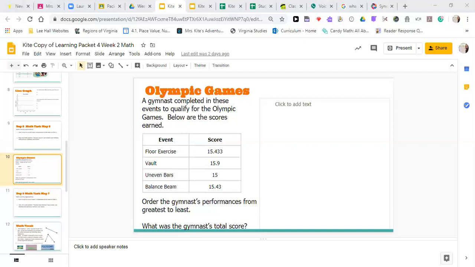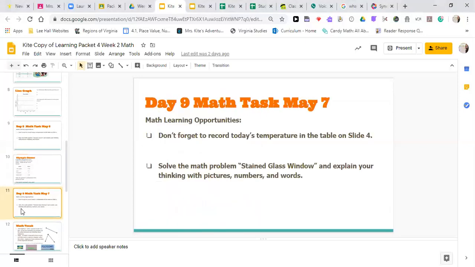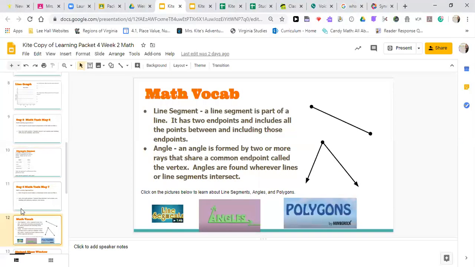So now let's look at day 9's math. When we go back over to day 9, our math task is to solve the math problem stained glass window. Explain your thinking with pictures, numbers, and words. In order to do that today, we need to go over a few key pieces of vocabulary.